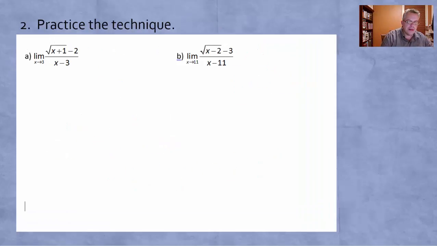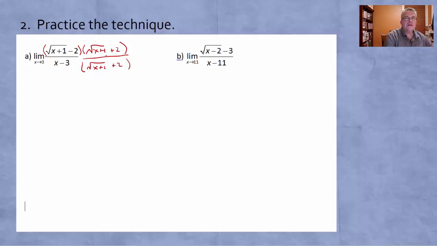Okay, let's practice this. I'm going to multiply the top and bottom here by the conjugate. The reason why is the numerator and the denominator are going to 0. When I plug in 3, 3 plus 1 is 4, the square root of that is 2, and 2 minus 2 is 0. When I plug in 3 in the denominator, I get 0. So here we go. We're going to multiply by the conjugate, all of this times the square root of x plus 1 plus 2. That's outside the square root. Over the same thing, square root of x plus 1 plus 2.